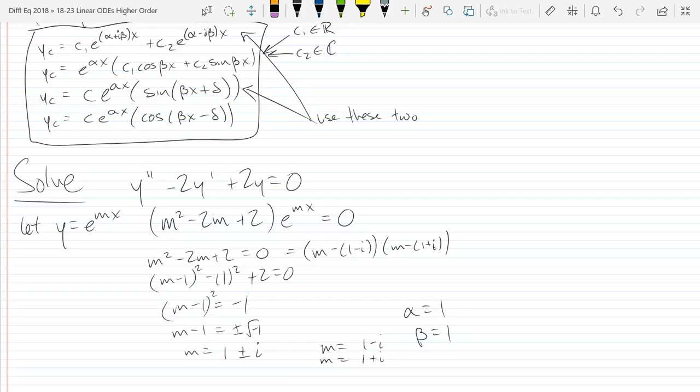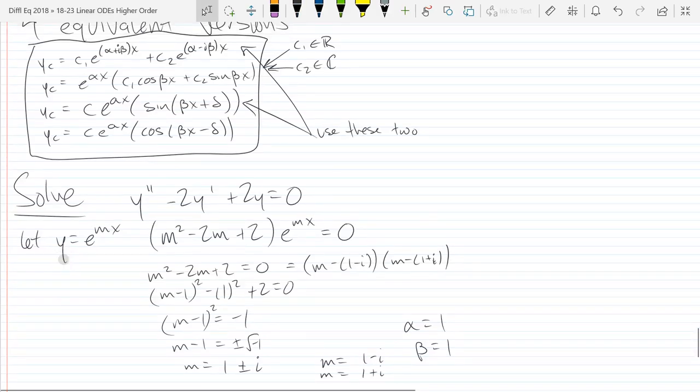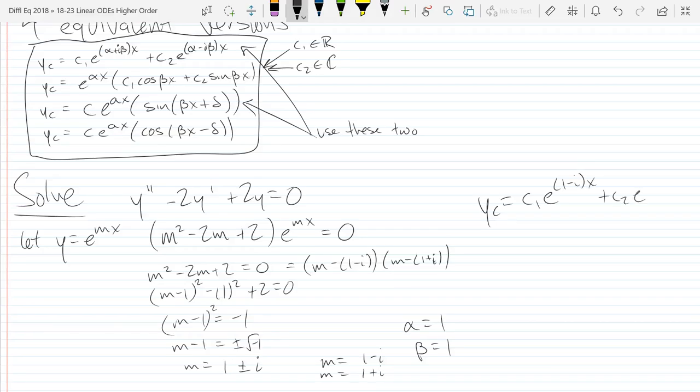Doesn't matter. So if I go with the first option, I get y_c equals c1 e to the (1 minus i)x plus c2 e to the (1 plus i)x. So that's the first version. Now we'll do the second version.